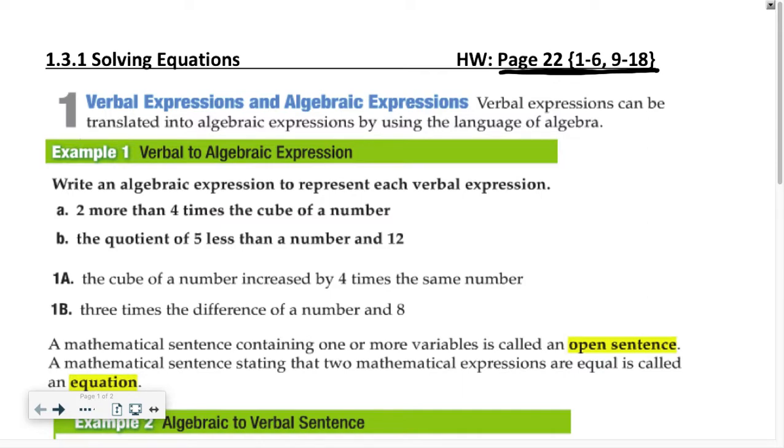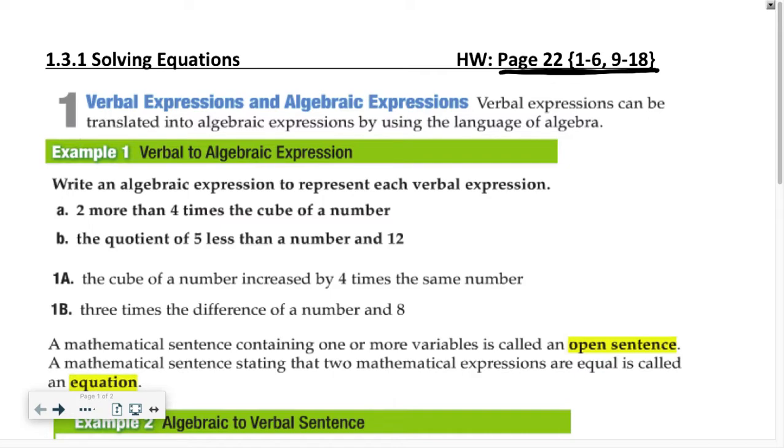Expressions don't have equal signs. We're using variables, things like that. In order to translate, we need to know that sum means add. More than and increase are other words for add. Decrease, deduct, and difference are words for subtraction. Multiply and times are words for multiplication. Quotient, divide, and division are words for division. Squared, cubed, those types of words.